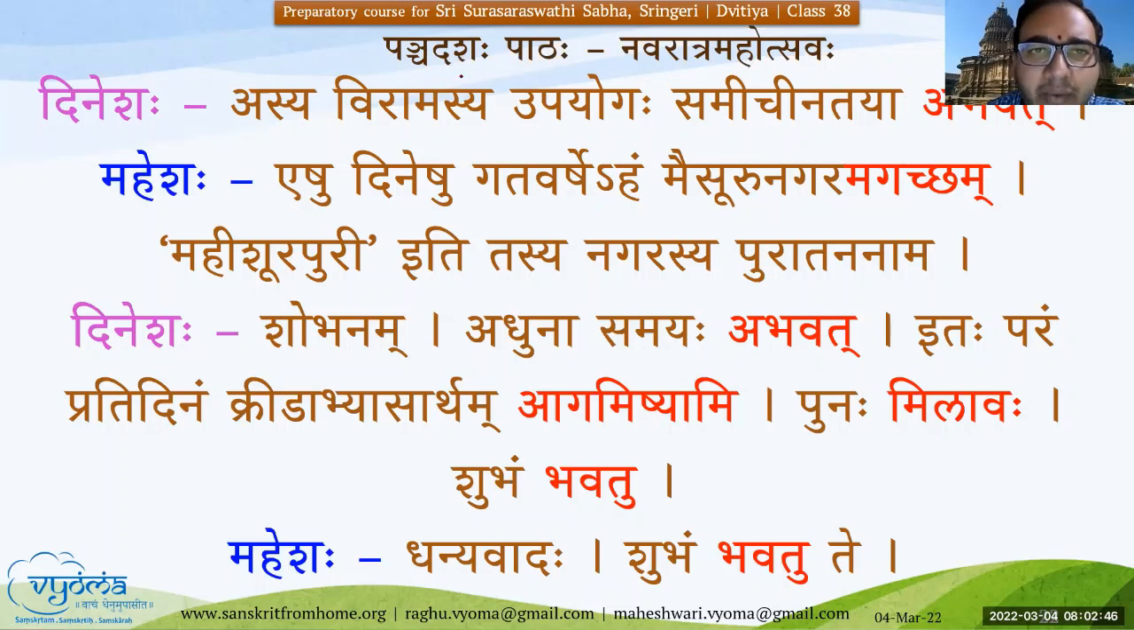Shashti ekavachanam: viramasya upayogaha samichinataya abhavat, in a good way. Samichinataya, again samichinata, and this is tritiya vibhakti ekavachanam. Prathama purusha ekavachanam. Next, Mahesha will say eshu dineshu gatavarshe aham, with purva rupa sandhi. Very good. Gata varshe aham, purva rupa sandhi. During the last year. Okay.